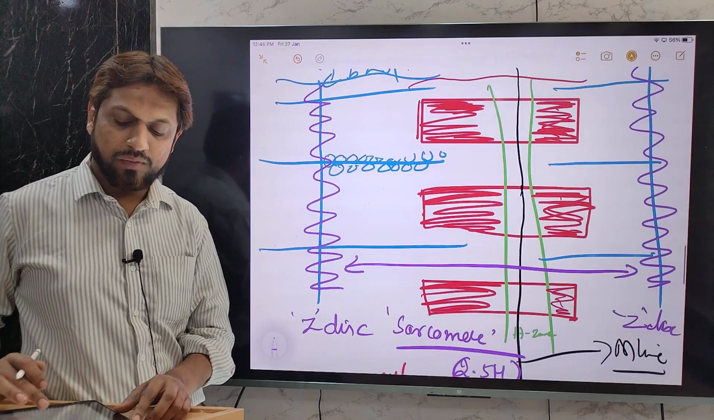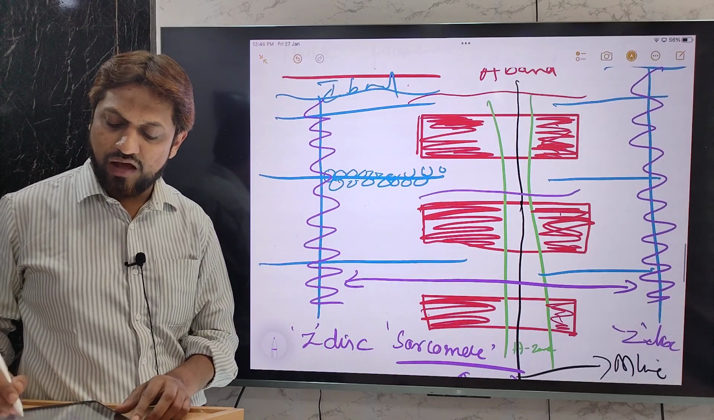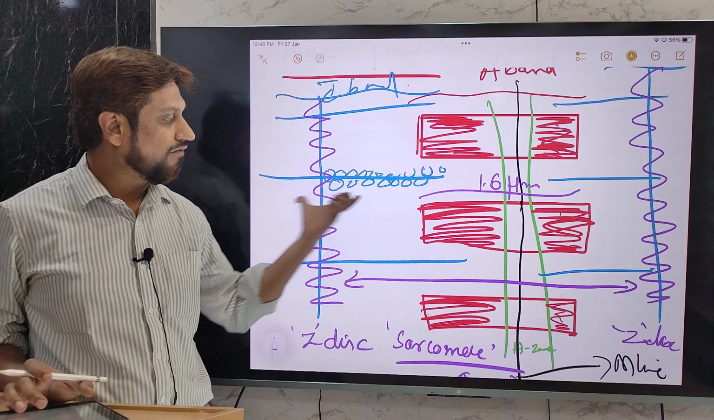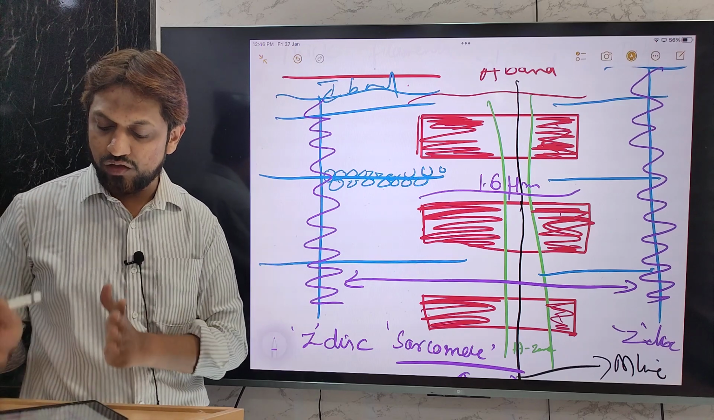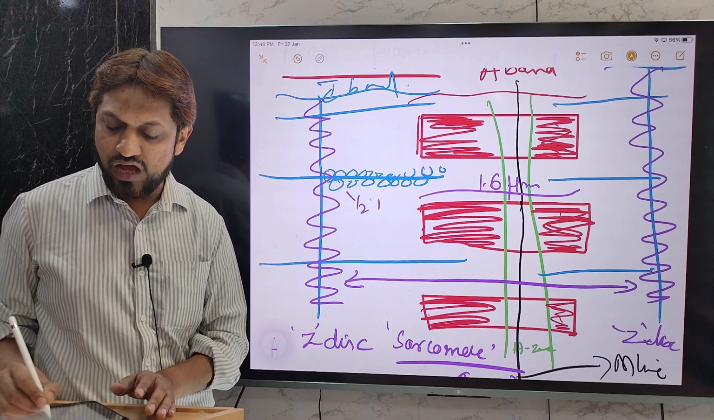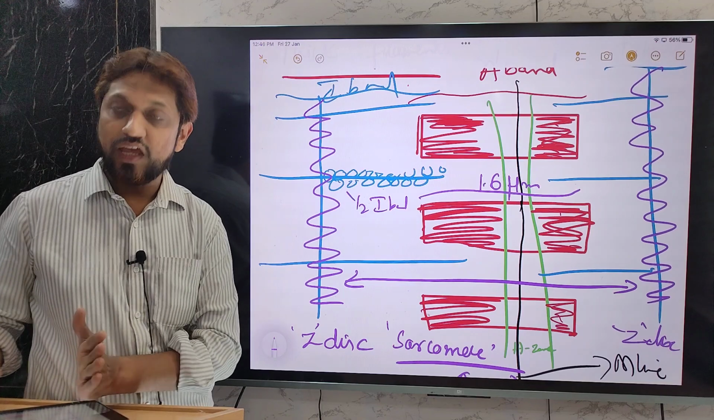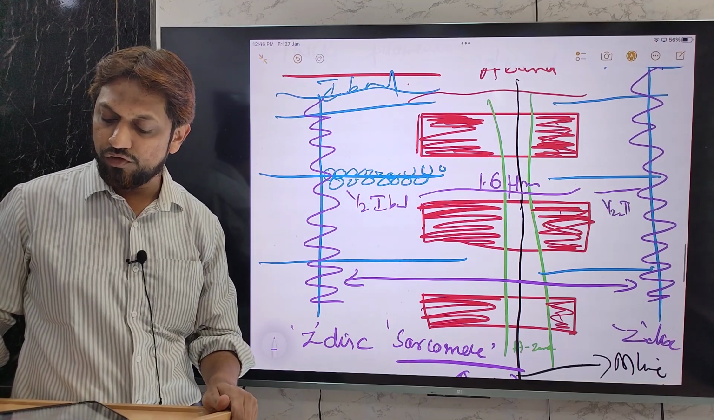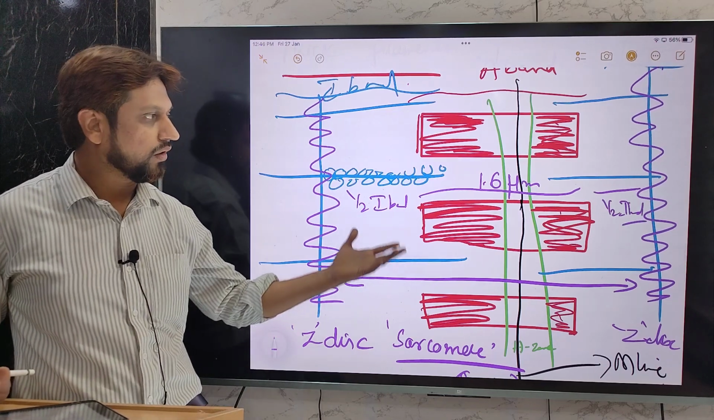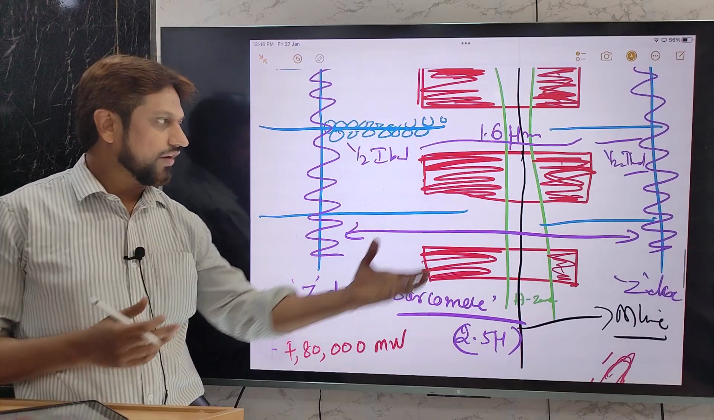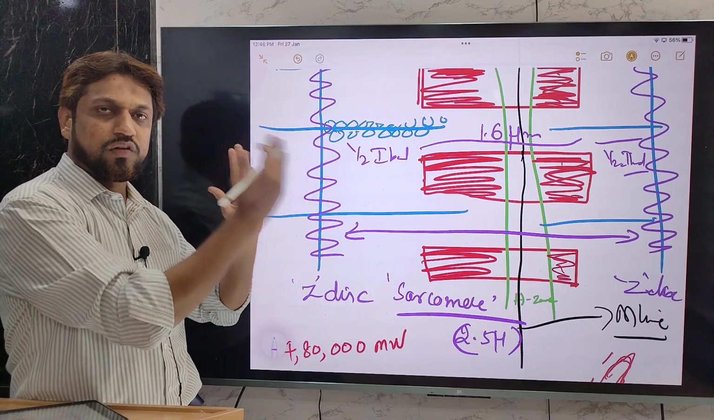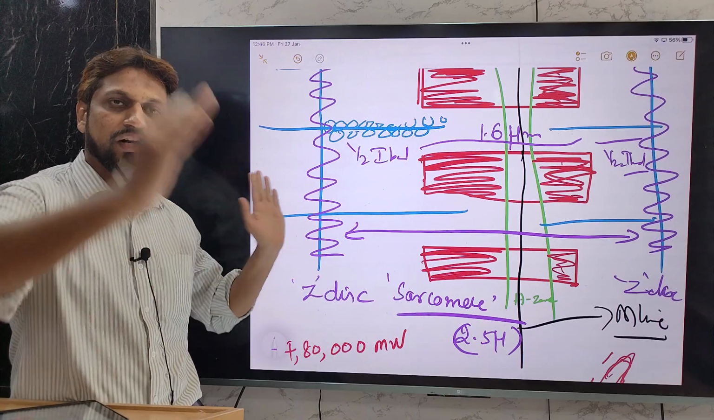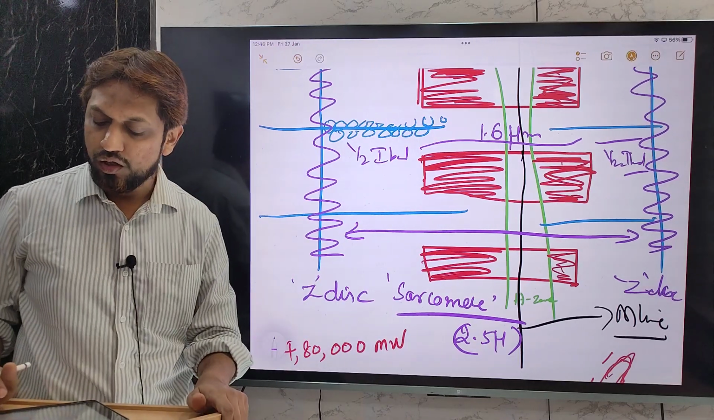So how 2.5 microns? The A band has a length of around 1.6 micrometers, and the I band typically has 1 micrometer length. Basically, one sarcomere will have half of an I band, one full A band, and again half of an I band. So this forms one sarcomere, and it will be around 2.5 microns. During muscle contraction the size of the sarcomere is reduced to around 2 microns, and during muscle relaxation it increases. It may extend up to 3 microns.